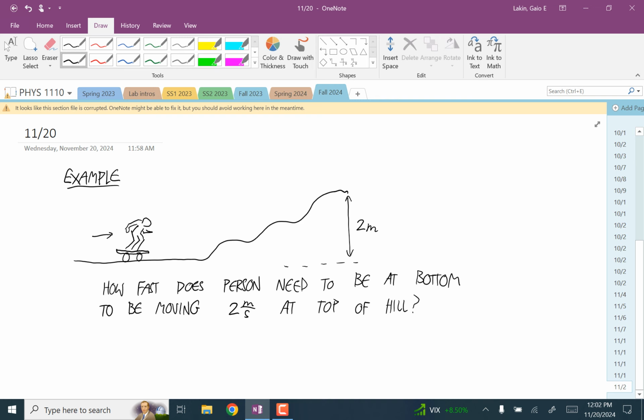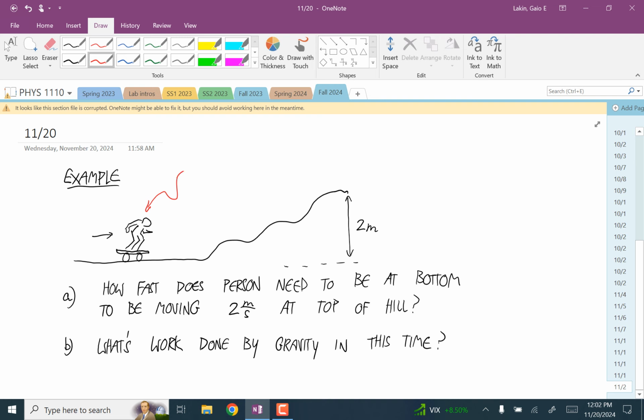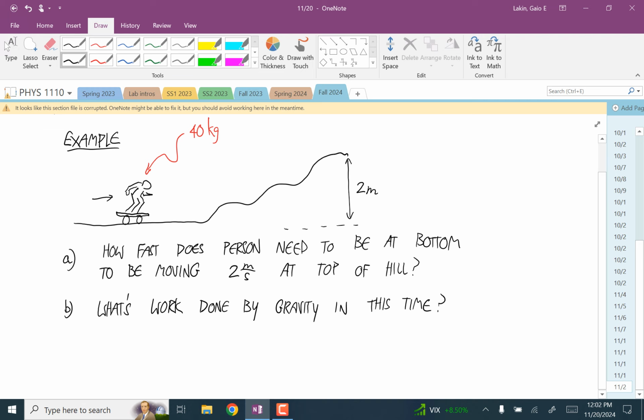And then let's also figure out, so after we do this, what's the total work done by gravity in this time? And let's give this person a mass. Let's say the mass is 40 kilograms.